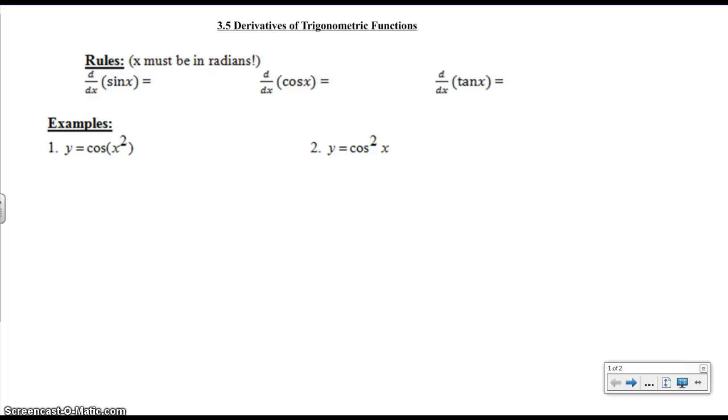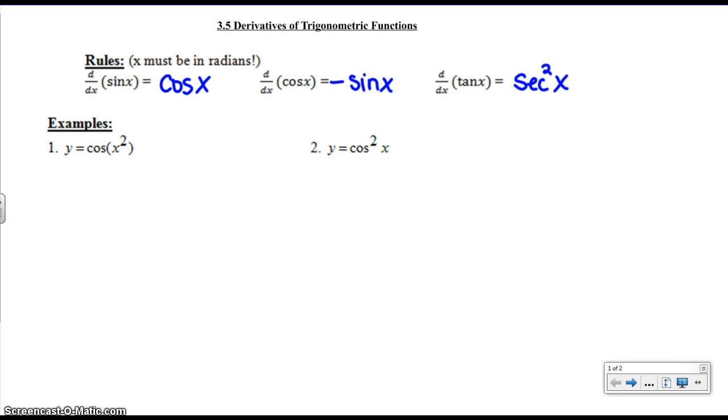In this video, we're going to look at the derivatives of sine, cosine, and tangent, and how we can use that in conjunction with the power rule, and the product rule, and the quotient rule, and the chain rule. So, you should know that the derivative of sine x is cosine x, the derivative of cosine x is negative sine x, and the derivative of tangent is secant squared x, a little bit different.